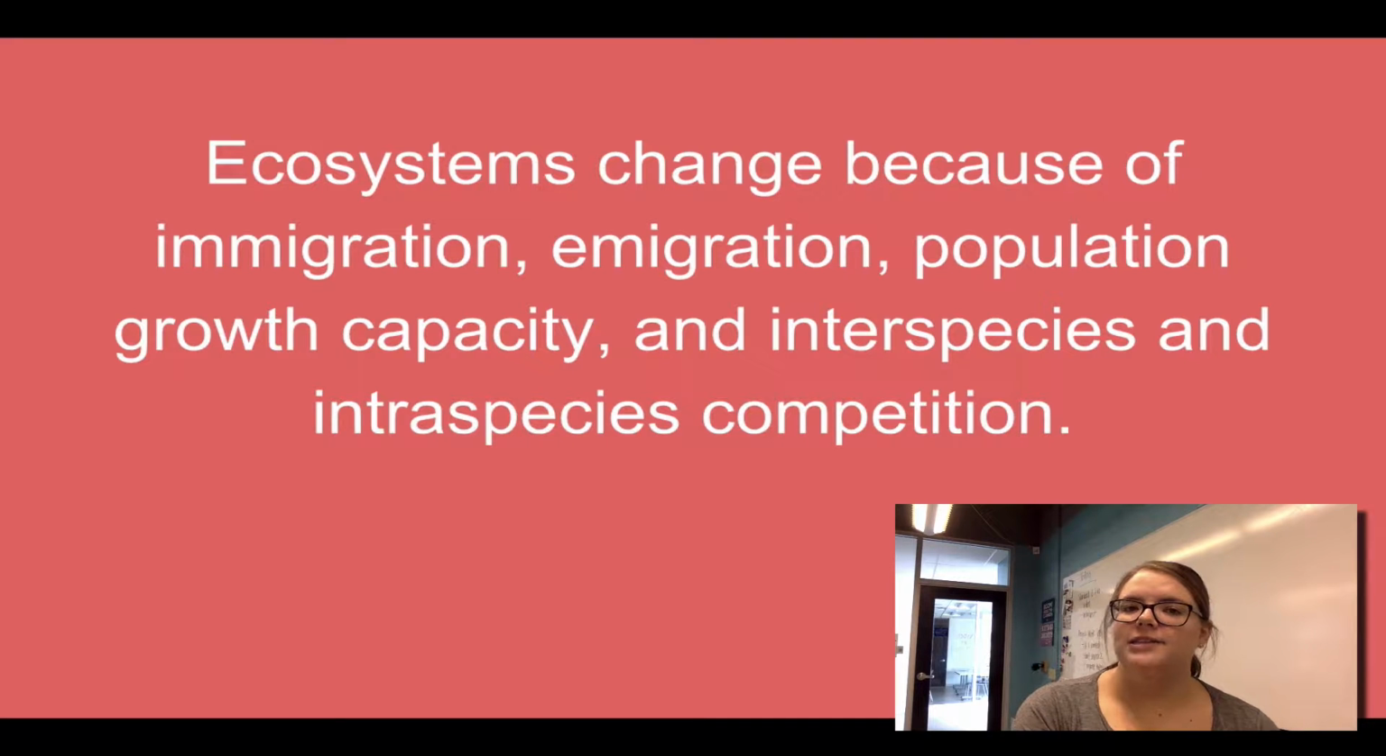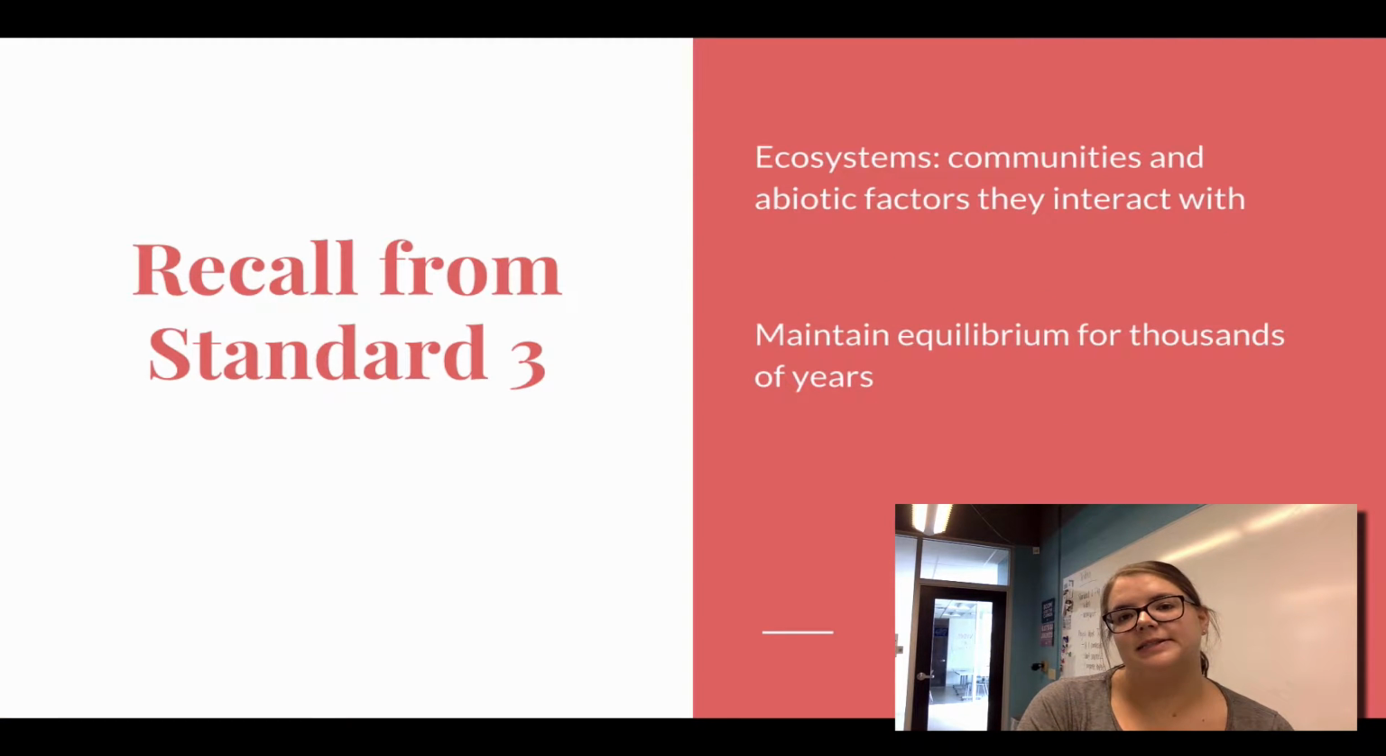So we're going back to this idea of ecosystems, which came from Standard 3. So remember, an ecosystem is communities and the abiotic factors they interact with. Remember, communities are groups of populations. So we're looking at all the living things in an area plus the abiotic factors. Remember, abiotic factors could be things like the temperature, the climate, the amount of water that they get, rock formations, soil type, anything non-living, but that affects living things. So that's what an ecosystem is.